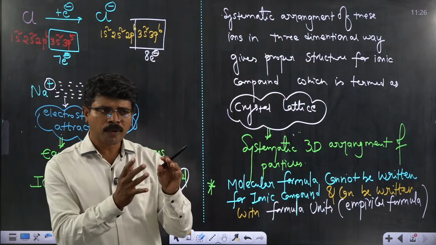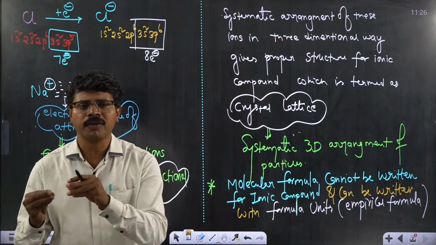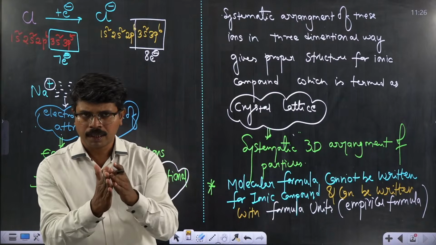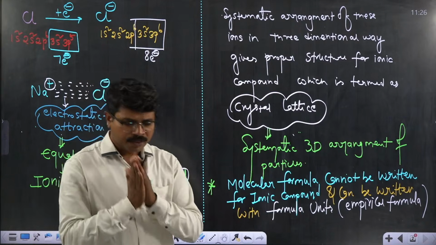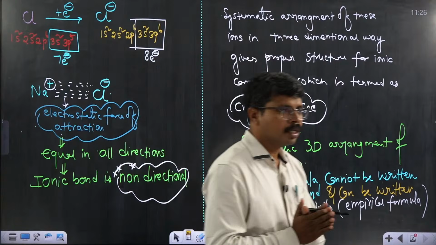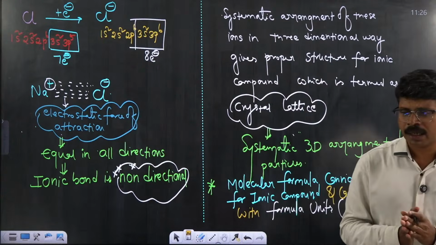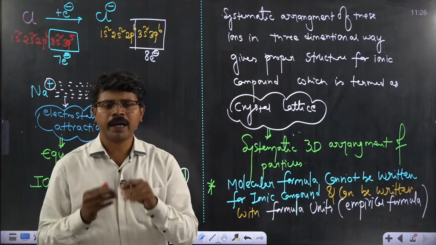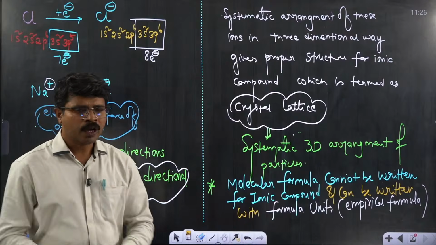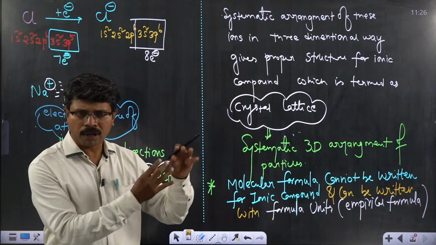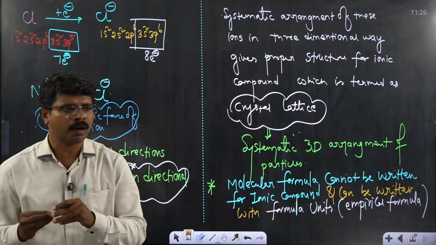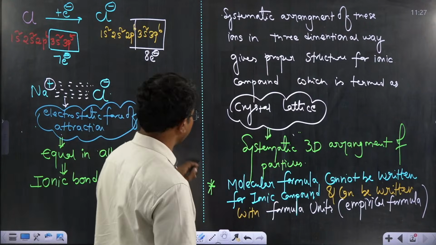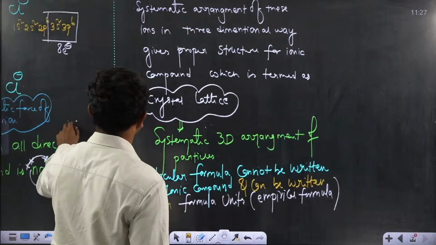Ionic compounds can be written with only empirical formula. Okay. Do you know about the molecular formula and empirical formula? These will be discussed in our first chapter, first year course. In first year, we have a chapter named Some Basic Concepts in Chemistry. Under this chapter, we will study about molecular formula and empirical formula. I hope I have given a brief idea about molecular formula and empirical formula also. Let me give an example for illustration.